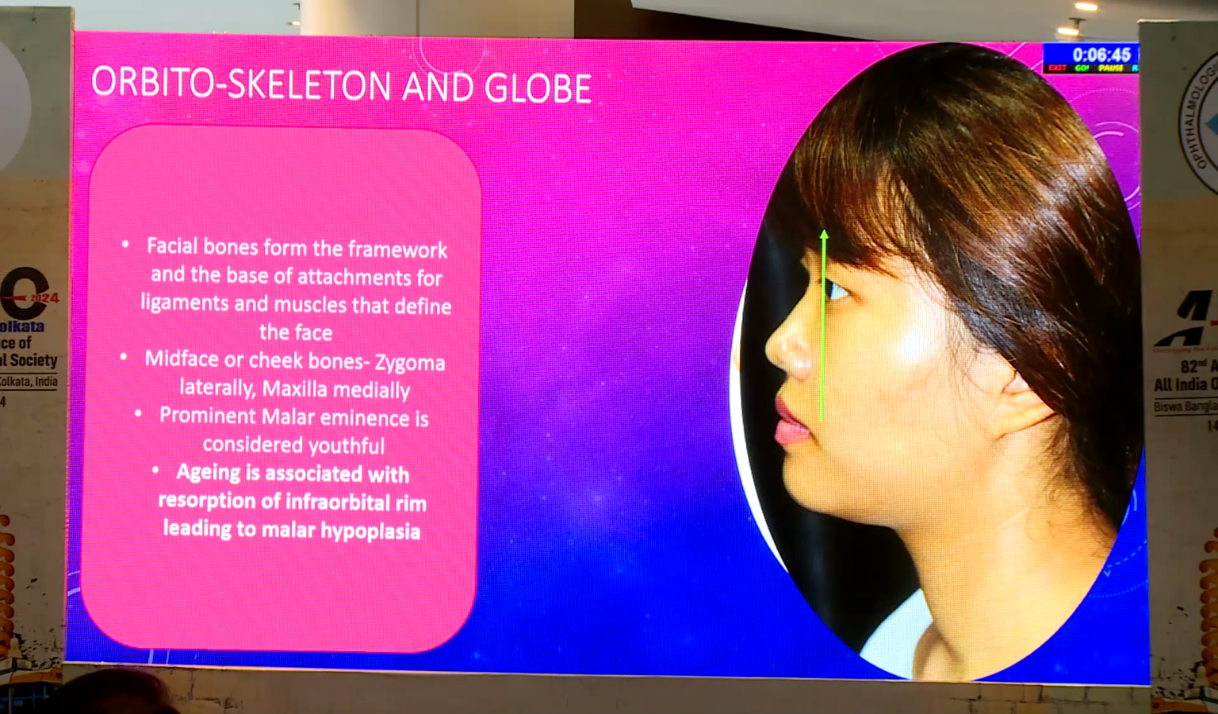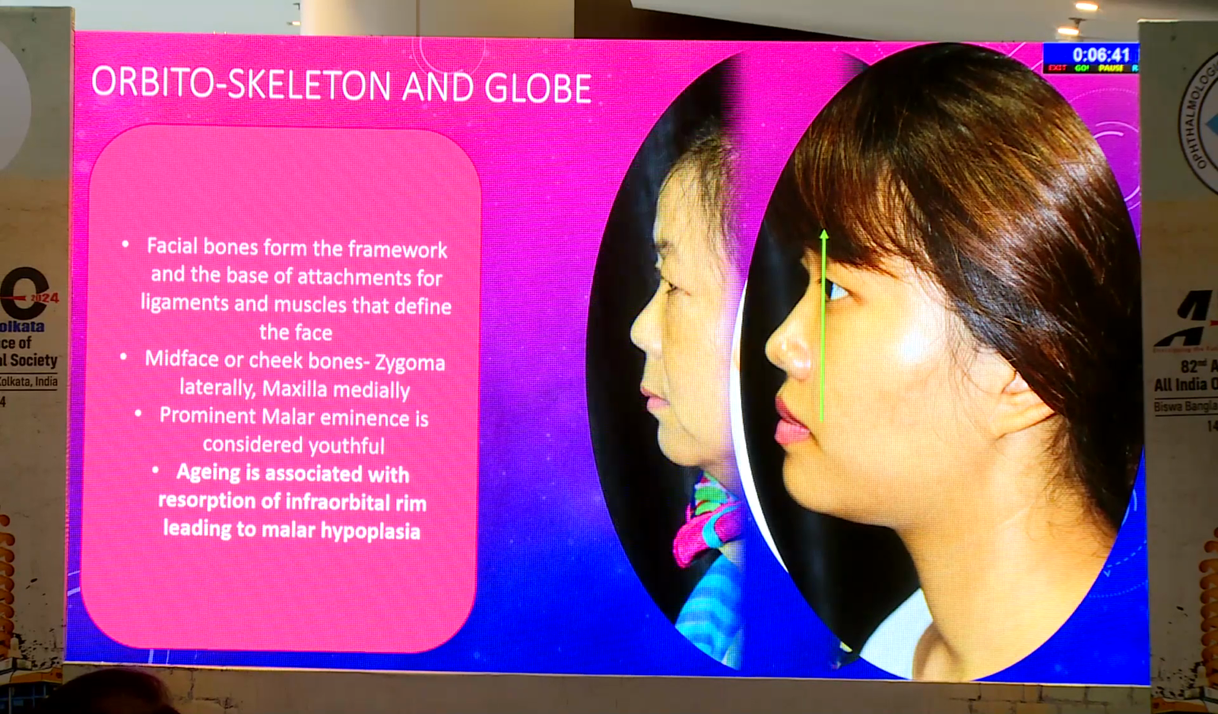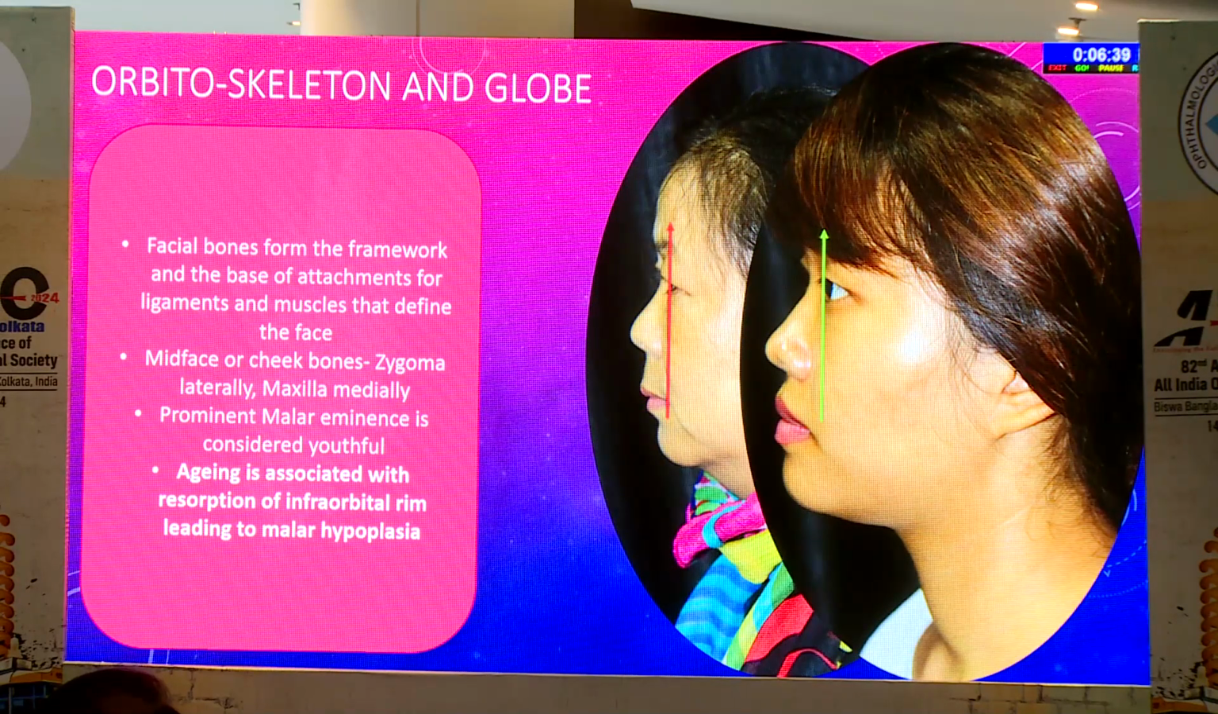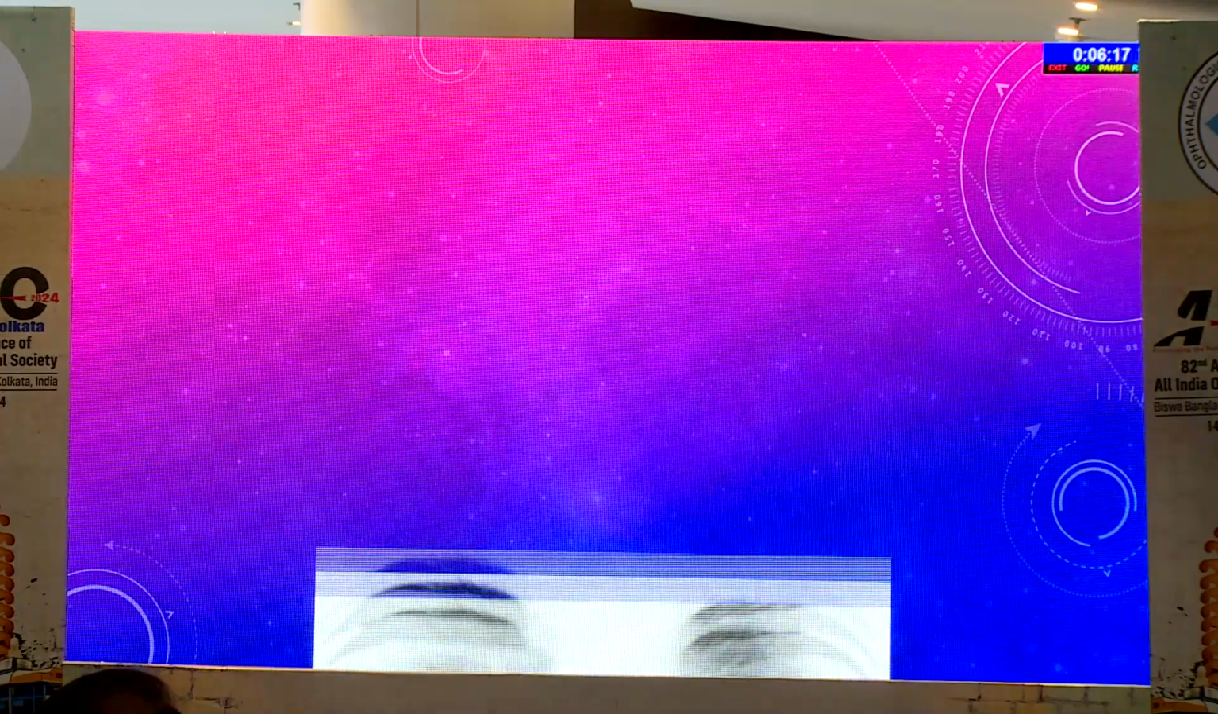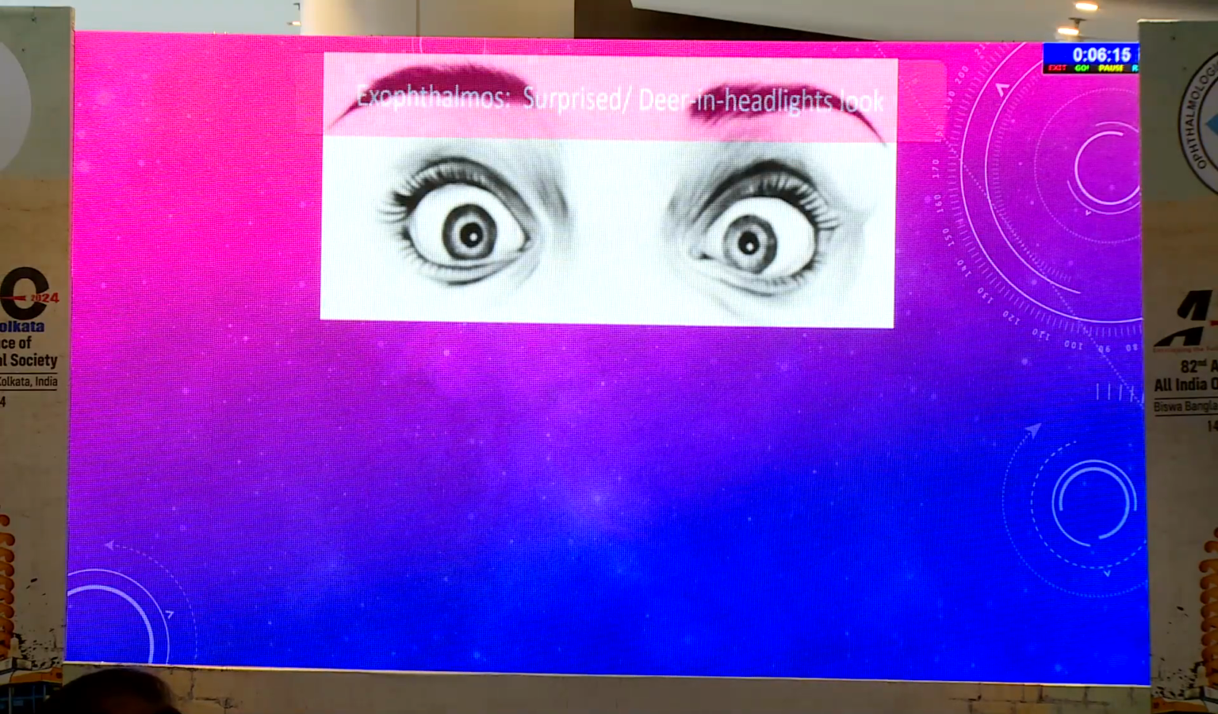What you can see in this young individual is the vector in green, and the vector over here in red. Essentially, if you drop a line from the supraorbital rim to the infraorbital rim, it's considered positive if your cornea is lying posterior to this line, and that marks the sign of youthfulness. Whereas with age, the vector turns negative when the cornea lies anterior to this line due to the resorption of the infraorbital rim.